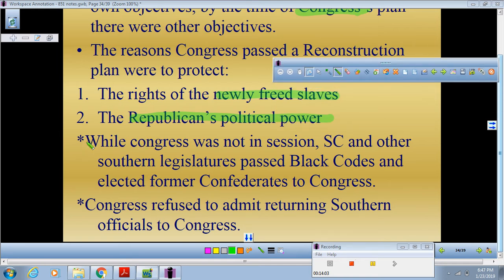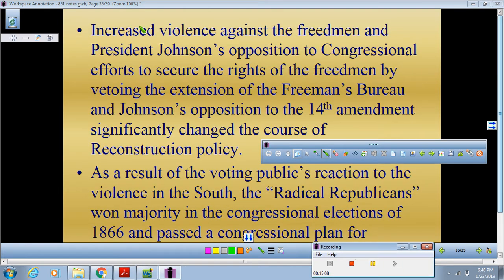One of the reasons they passed this was that while Congress was not in session, South Carolina and other Southern legislatures passed the Black Codes, and they elected former Confederates to Congress. Congress refused to admit these returning Southern officials. Increased violence against the freedmen, President Johnson's opposition to congressional efforts to secure the rights of the freedmen by vetoing the extension of the Freedmen's Bureau, and Johnson's opposition to the 14th Amendment significantly changed the course of Reconstruction policy.